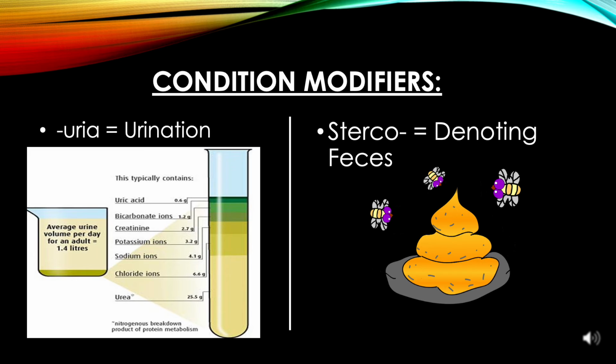Other examples of condition modifiers are: uria means urination. An average urine volume per day for an adult is 1.4 liters, and urine typically contains uric acid, bicarbonates, creatinine, potassium ions, sodium ions, chloride ions, and urea, as shown in the diagram. Next example is sterco, which means denoting feces.